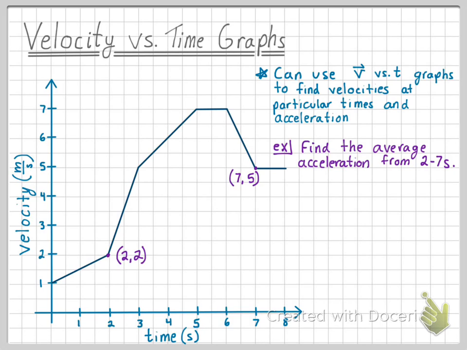Let's apply these values to our average acceleration equation, which we know can be expanded to look like this. We know that we are looking at the final time of 7 seconds and the initial time of 2 seconds, so we can easily fill in our initial and final times. For the velocity values, we must look at our points on the graph. At the time 7 seconds, we know that the object has a velocity of 5 meters per second, and at a time 2 seconds, the object has a velocity of 2 meters per second.